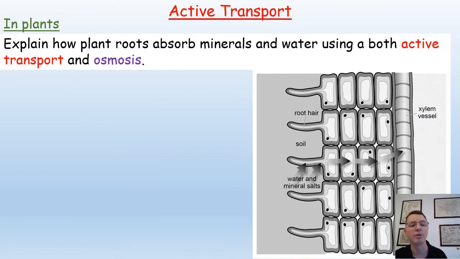So here's an interesting question. Explain how plant roots absorb minerals and water using both active transport and osmosis. Just pause the video now, write that question down. It would be a 6-mark question in an exam. See whether you can do it. If you can't, on the next slide there'll be a gap fill to help you, and then we'll go through the answers on the 3rd slide.